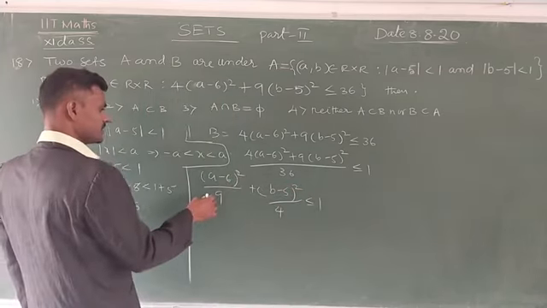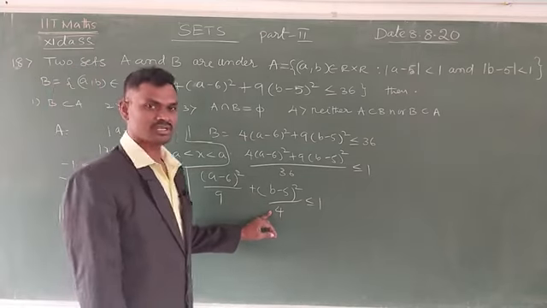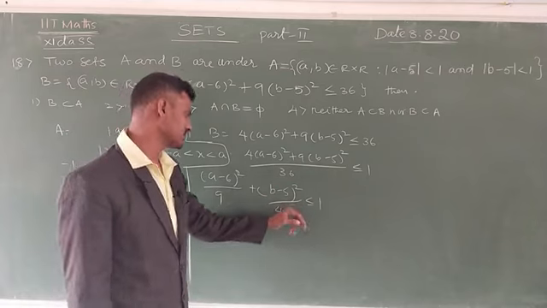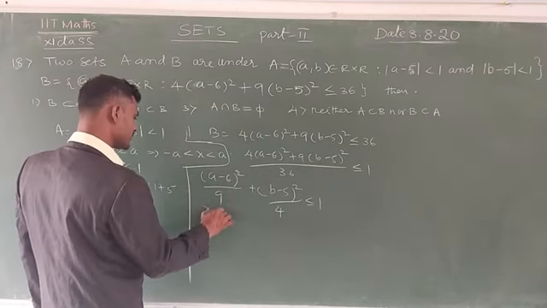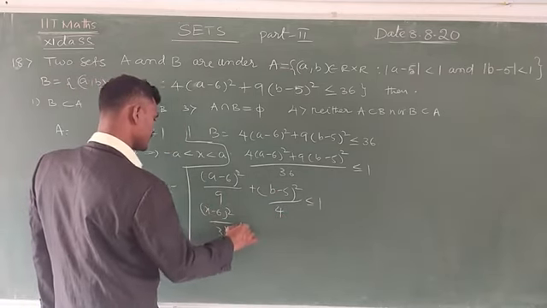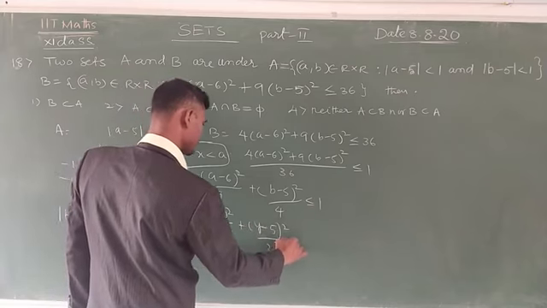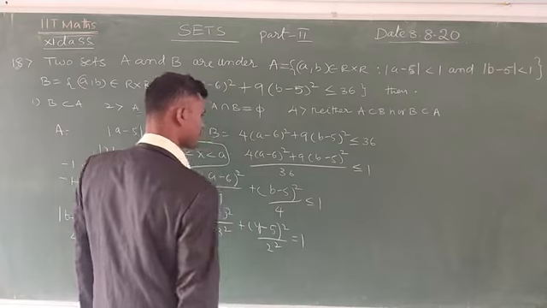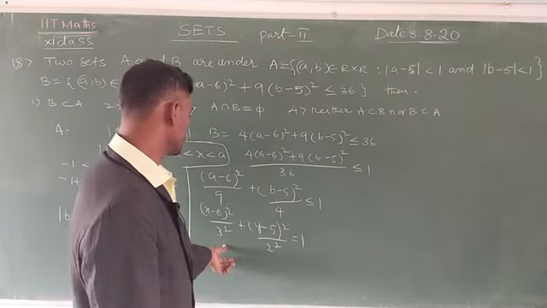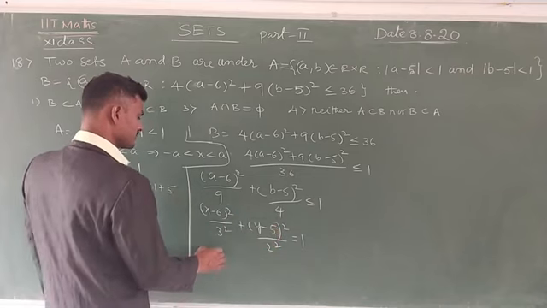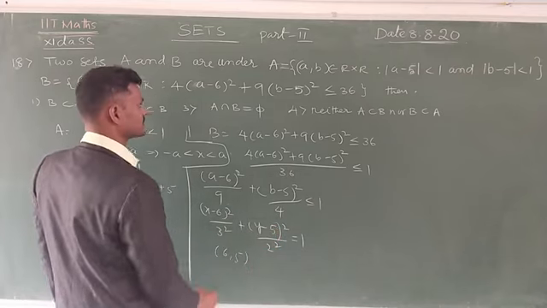Now here, what equation does this look like? This is an ellipse equation, x square by a square plus y square by b square. Now you can write (x minus 6) whole square by 3 square plus (y minus 5) whole square by 2 square is equal to 1. Now this is an ellipse equation, its center is 6 comma 5.